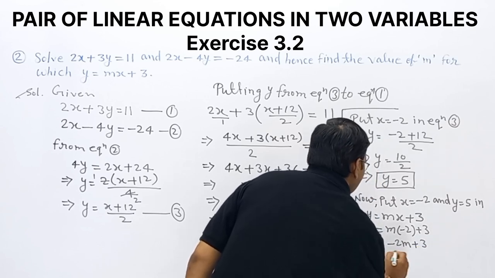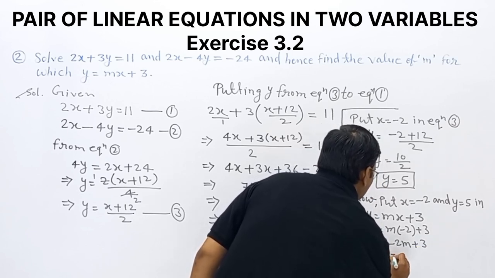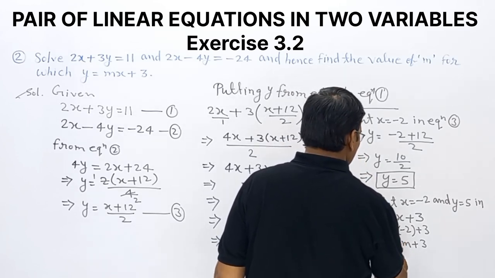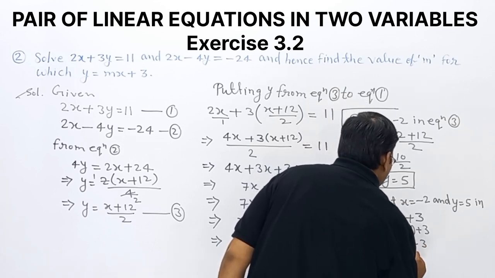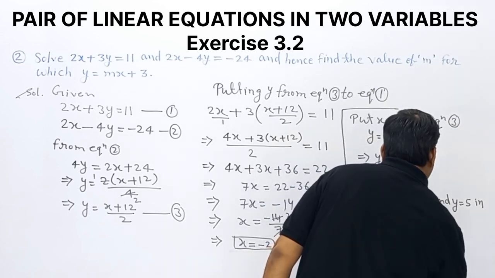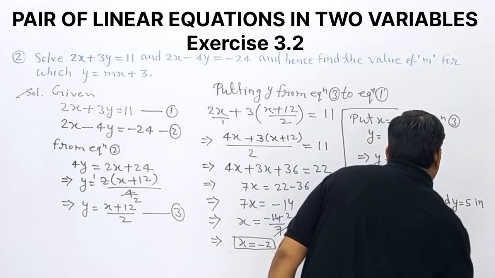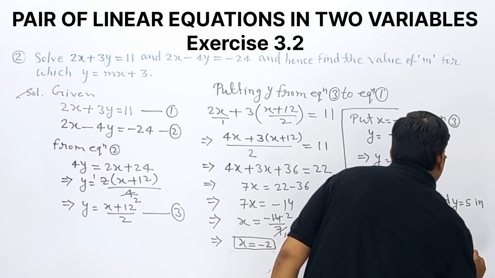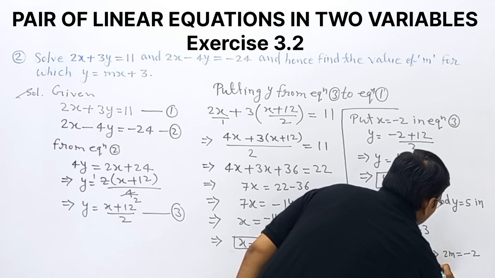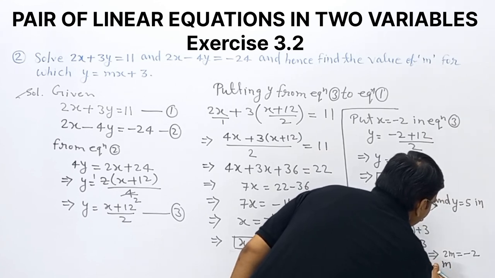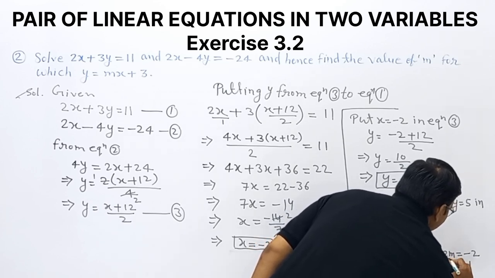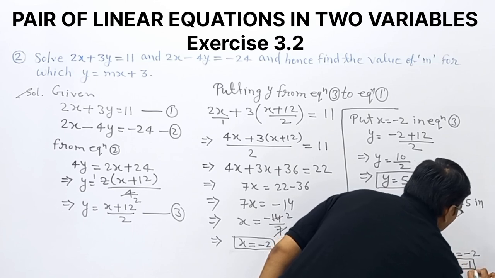We can say 2m equal to, I am transposing this towards the left and this towards the right, minus 5 plus 3. So solve this one. What we are getting? 2m equal to minus 2. Finally m equal to minus 1. Value of m equal to minus 1.